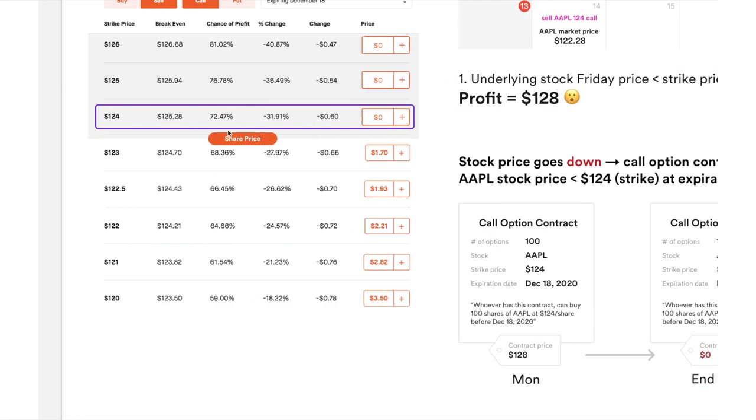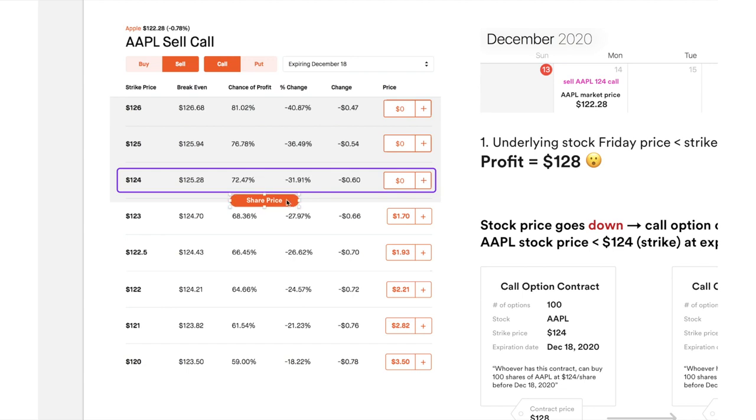So this is what Robinhood will look like on Friday. The share price can be anywhere. As long as it's below the 124, below the strike price, the option contract price is going to go to 0. Anything above the share price will be 0. So you're guaranteed to keep your 128 premium.